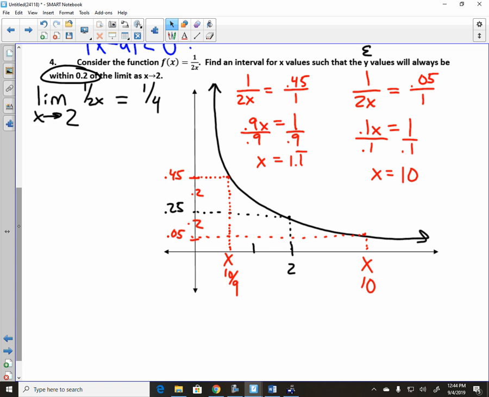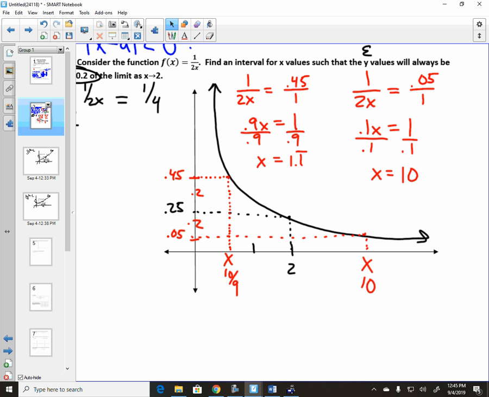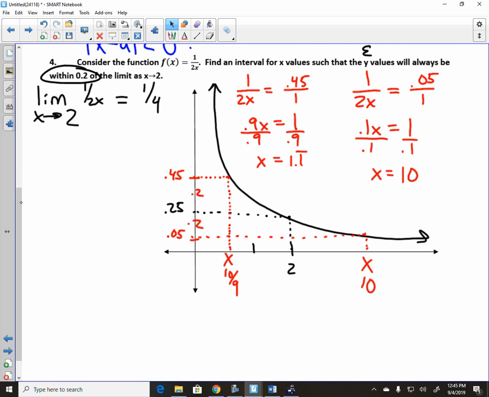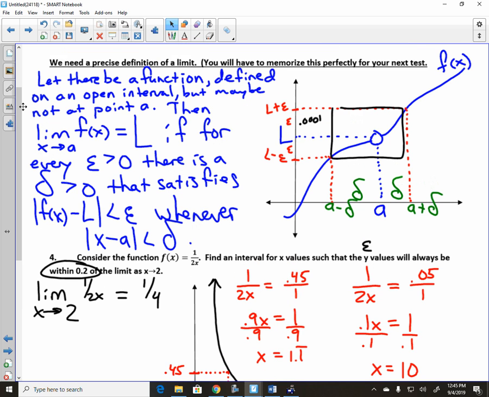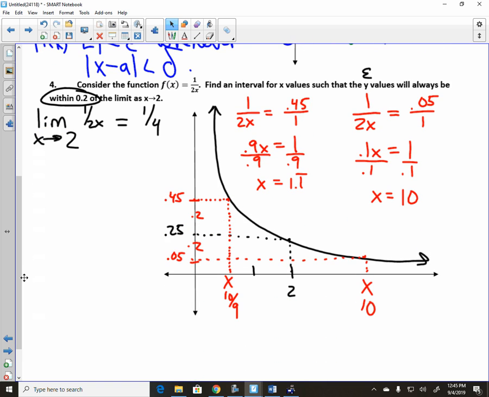This is what's really important. You found the x values, but it's saying find an interval for x values. We're looking for a delta value. Notice what our definition says, folks. The definition says the limit exists if for every epsilon greater than 0, there is a delta greater than 0. Well, we have an epsilon. What's our epsilon? 0.2.